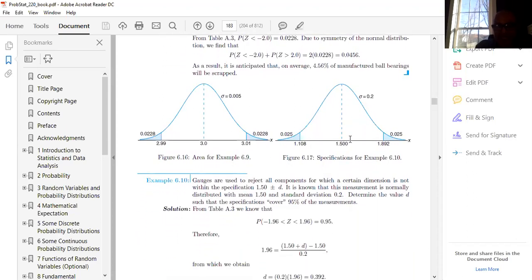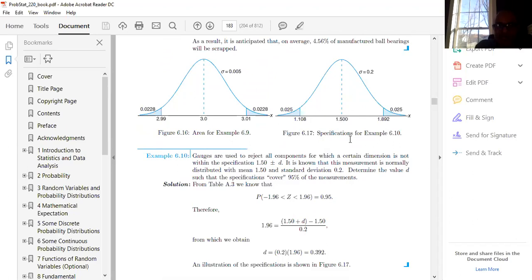One more example over here: gauges are used to reject all components for which a certain dimension is not within the specification of 1.50 plus or minus D. Now, the D value is not specifically mentioned over here. So I think we are looking for the D value. That sounds good. Okay, we are looking for the D value. Okay, I'm sorry.